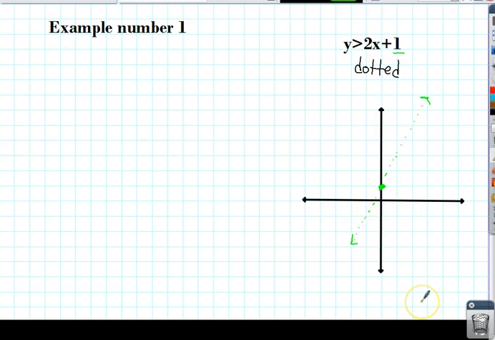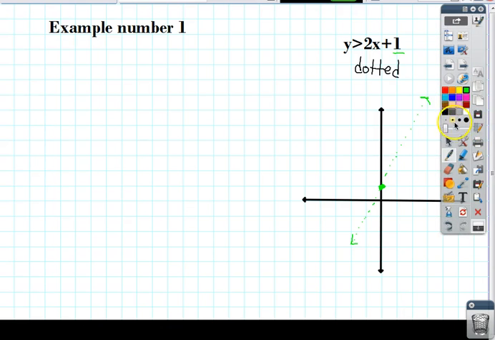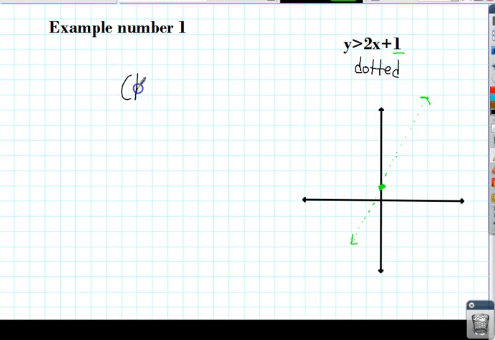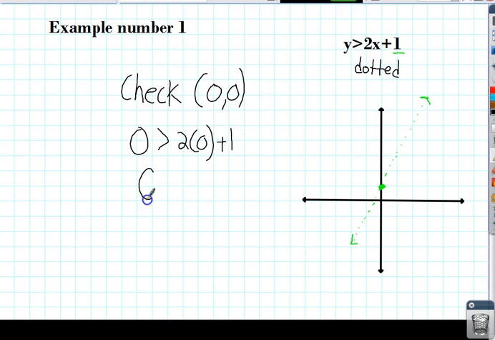Remember, arrows at both ends here. Now, I test a point not on that line. You can test any point over here or any point over here. The easiest one to test usually, folks, is 0, 0. So I check that point. So you check 0, 0 or any other point that you choose to use. So 0 is greater than 2 times 0 plus 1. That's going to be greater than 0 plus 1. 0 is greater than 1.